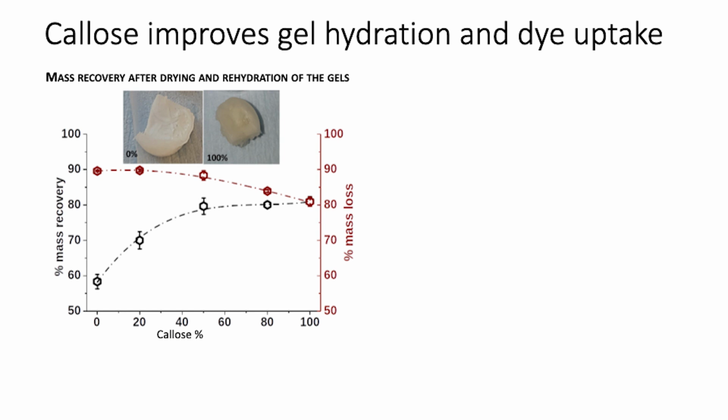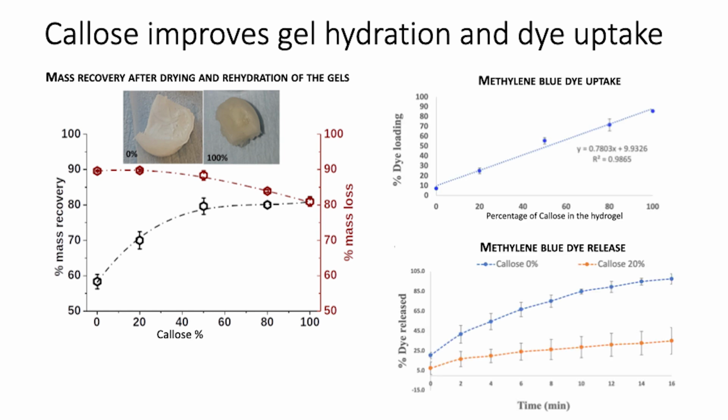Because water also brings dyes with it, we also looked at dye uptake. What this picture shows is that increasing callose concentration in this hydrogel indeed increases the dye loading capacity of the hydrogels, and also it slows down the release of the dye. Here in orange is the hydrogel with a callose concentration of 20%.